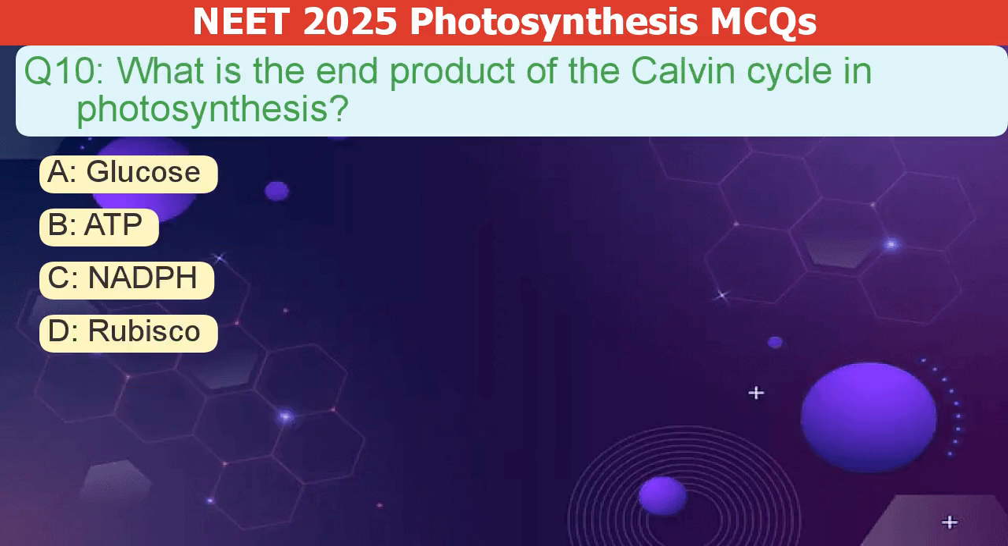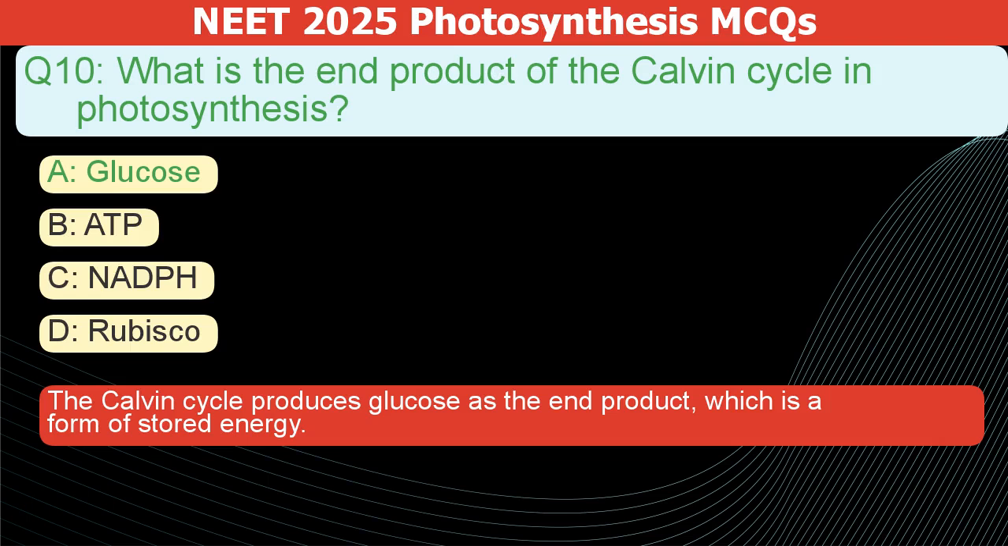What is the end product of the Calvin cycle in photosynthesis? A. Glucose. B. ATP. C. NADPH. D. Rubisco. The correct answer is A. The Calvin cycle produces glucose, a form of stored energy.